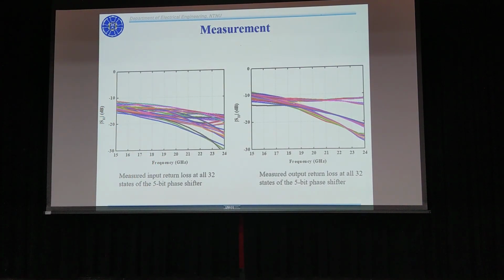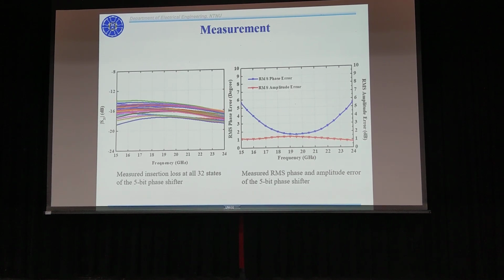And the left figure shows the measured input return loss of 32 states from 15 to 24 GHz. And the right figure shows the measured output return loss at all 32 states. And the left figure shows the measured insertion loss of 32 states from 15 to 24 GHz. And the right figure shows the RMS phase error and RMS amplitude error from 15 to 24 GHz.